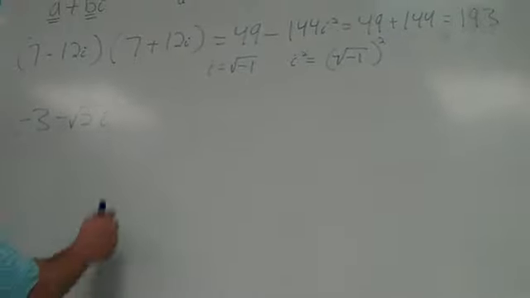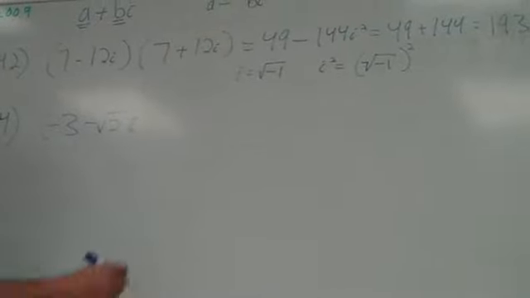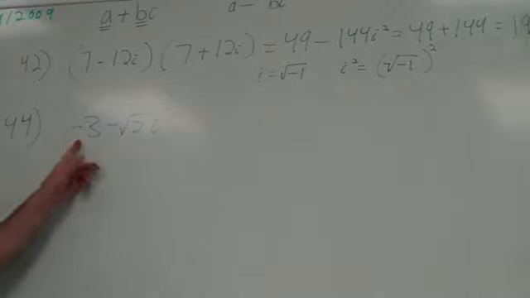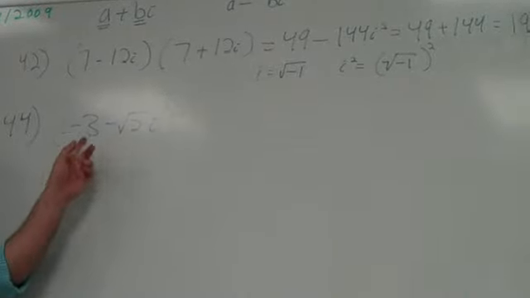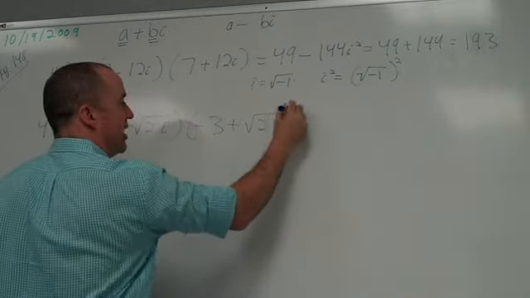Real world, yes. Okay, what's the complex conjugate of negative 3 minus root 2i? Would it be 3 plus? Or no? The a doesn't change. All right, that's what I thought. Negative 3 plus square root of 2i. Yep, negative 3 plus root 2i.